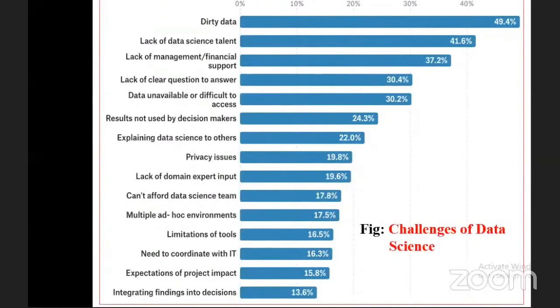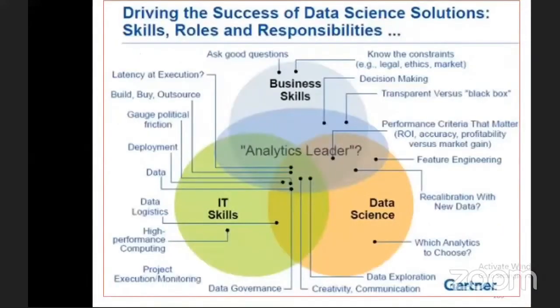According to the Gartner survey, which is revealed every week, every month, hardware is number one in the market. Dirty data was found to be a major challenge in data science especially. These are the skills required: IT skills, business skills, analytical skills, data science. I have explained already. According to the Gartner survey, there is a beautiful data flow diagram. In order to solve real-time applications, we follow the Gartner survey.